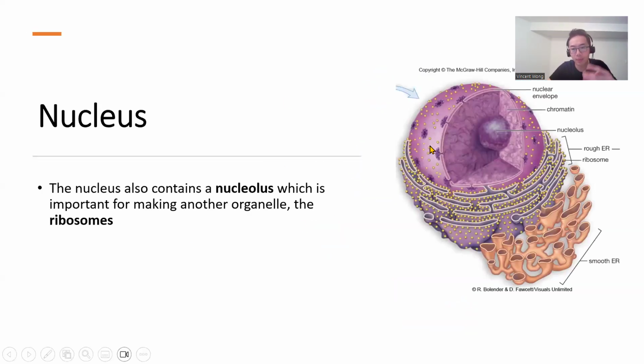So we talked about this already. This is the professional drawing. You can see the nucleus, you can see the pores. The nucleolus is right here in the middle. We have the rough ER with all the dots. They use yellow for the ribosome. And then further out, we have the smooth ER. Both are an extension of the nuclear envelope.